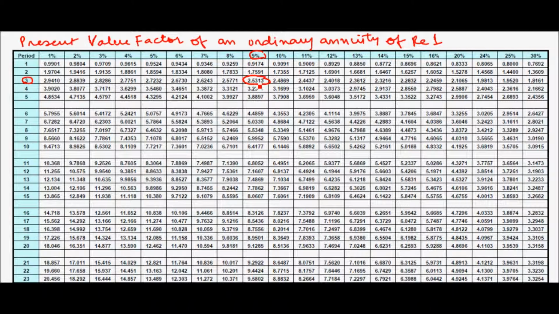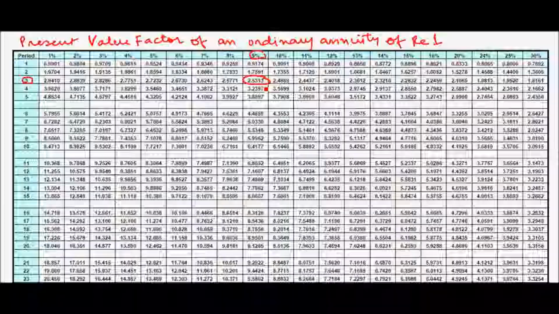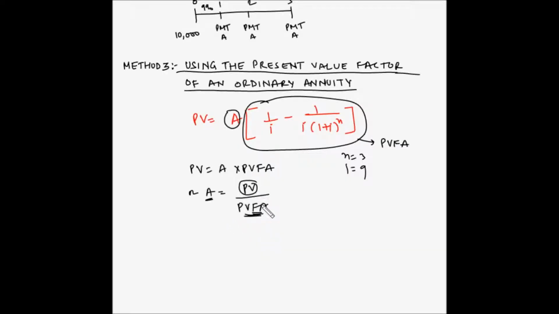Now what does this value mean? So this value means that if we have to get ₹1 as payments for the next 3 years at the end of the 3 years at 9% interest, then we need to invest an amount of 2.5313 rupees at 9% interest. So let us now use this value in the formula to find the value of annuity or the payments in our case. So let us now enter the values.